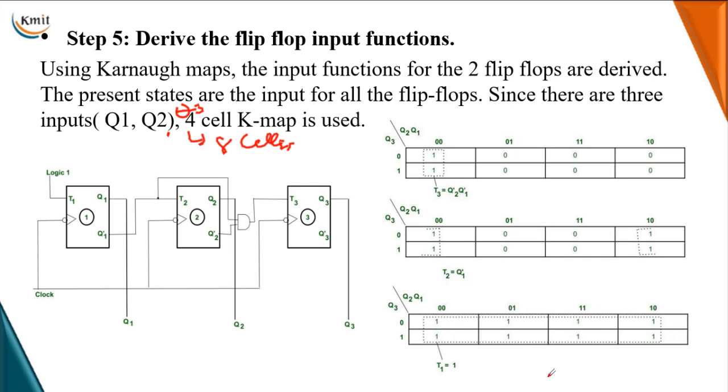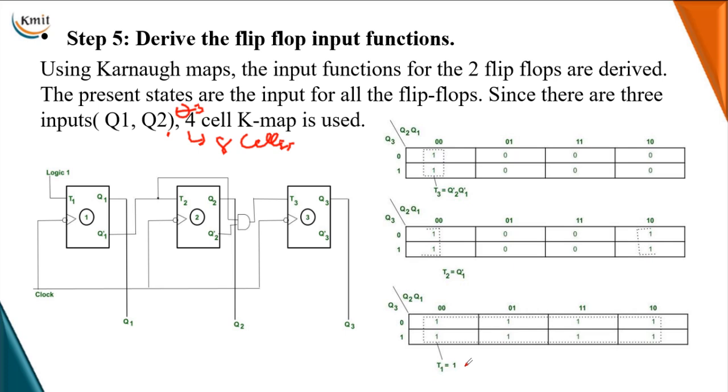Next, T1 is the least significant bit, which has all ones. So 8 ones are there. So 8 ones can form an octet, and in a 3 variable K-map, if you have 8 cells of ones, then it is known to be the logical one.